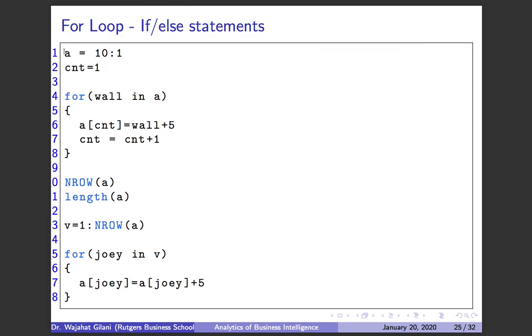So in line 1, I'm creating a vector called A: 10, 9, 8, 7, 6, 5, 4, 3, 2, 1. In line 2, I'm creating a single value called CNT that's going to have the value 1. All right. And here in the for loop, I have an iterator that I named wall. Now again, the iterator is a variable name, just like our data containers. They can be any name you want. So I chose the name wall.